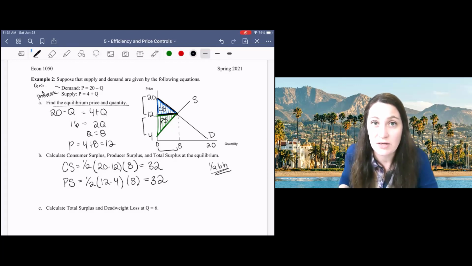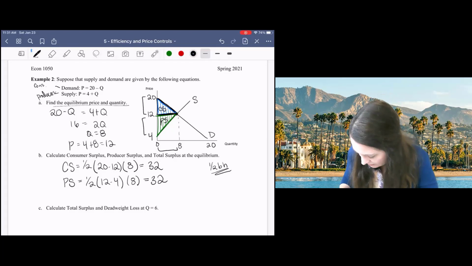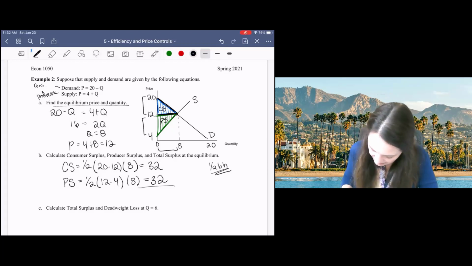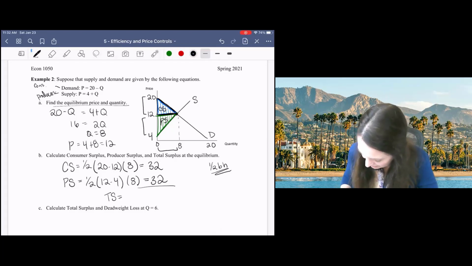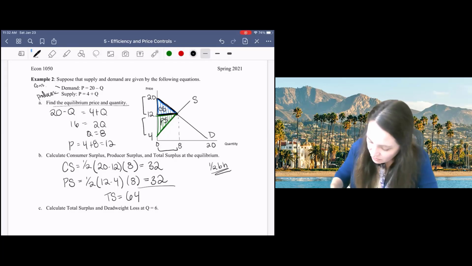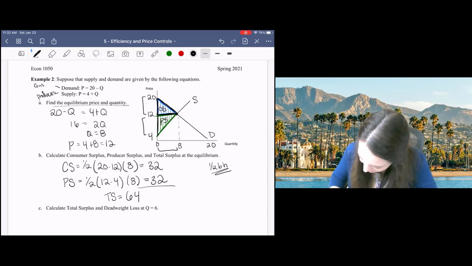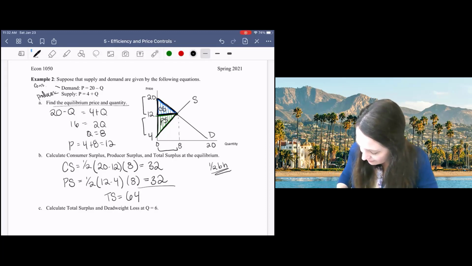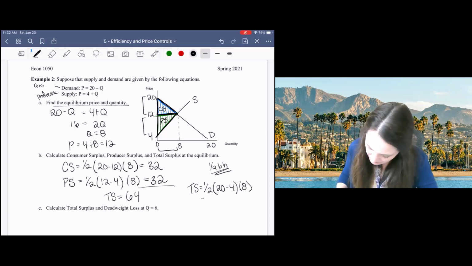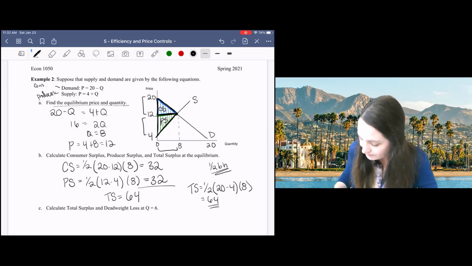Now, in this example, consumer and producer surplus are equal to each other, but that's not always the case. So you shouldn't assume that that's true. Total surplus is the benefit to all groups within society, and you can find that by summing together consumer and producer surplus. You could also find that by finding the area of the big triangle between supply and demand all the way out to the equilibrium quantity. So that would be 1/2 times 20 minus 4 times 8, which of course will also give you 64.